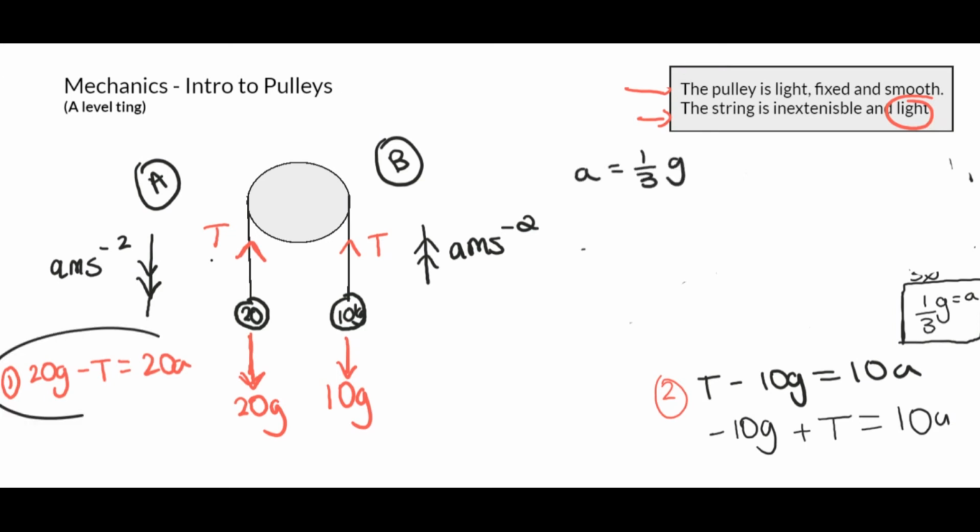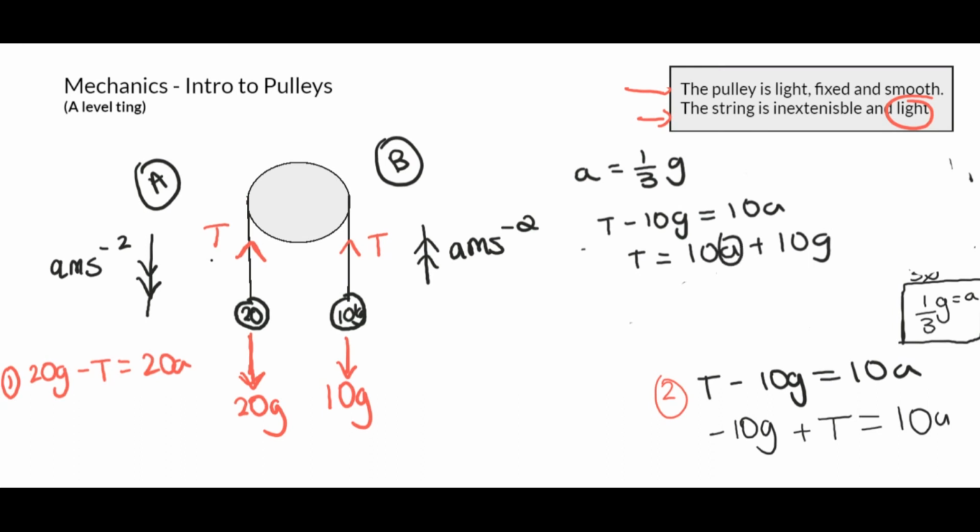Now, either equation 1 or equation 2, you get to pick. So let's say we pick equation 2. So equation 2 is T minus 10G is equal to 10A. So what I'm going to do, I'm going to make T the subject. T is equal to 10A plus 10G. Now, we know A, you get me? We just found it, it's a third G.